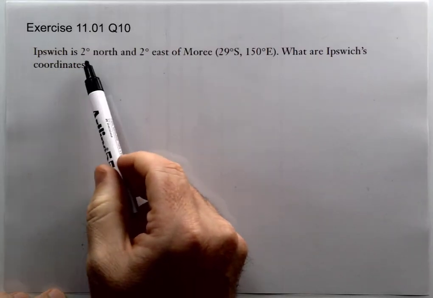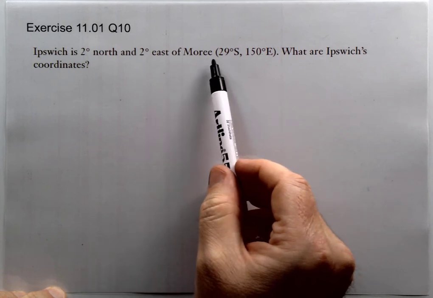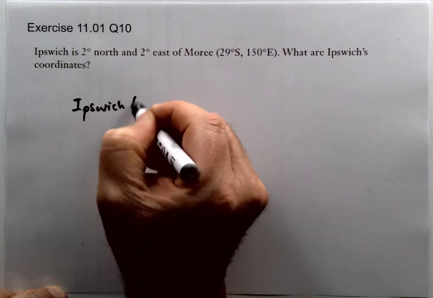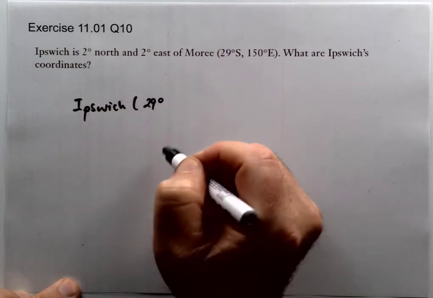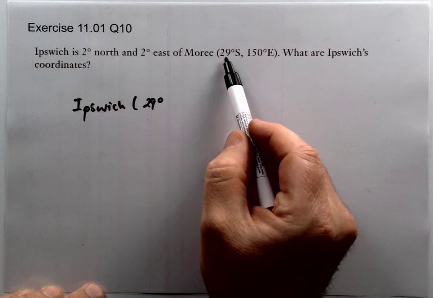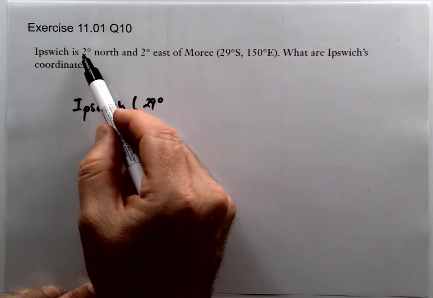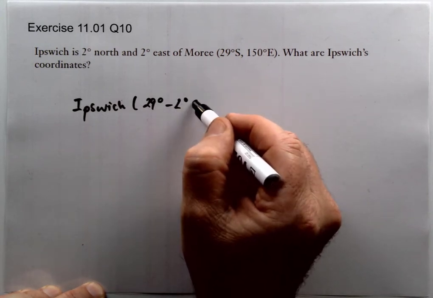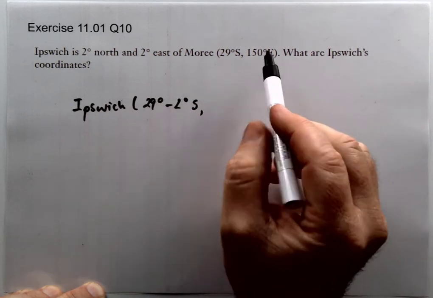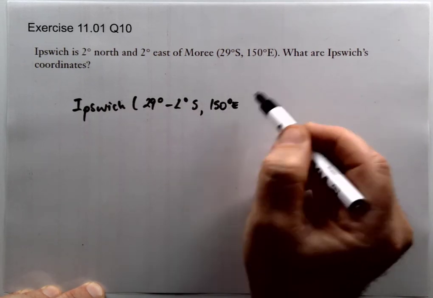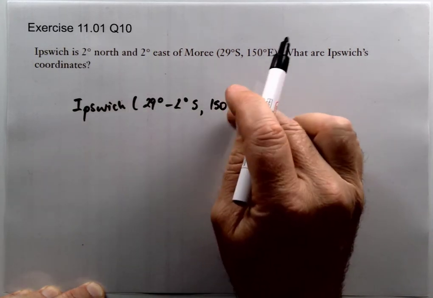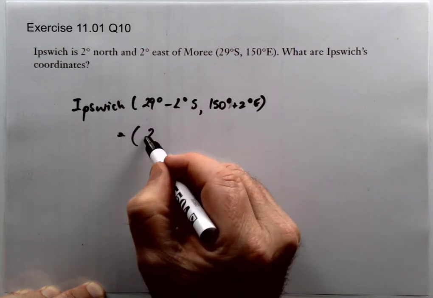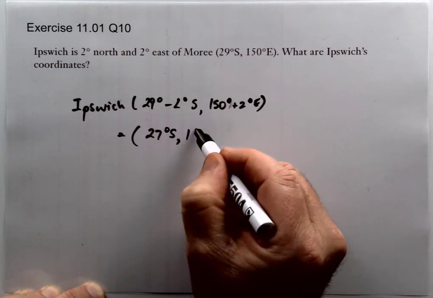Okay, Ipswich is 2 degrees north and 2 degrees east of Moree. So to find Ipswich, what we're going to do is start with Moree's latitude of 29 degrees south. Because this is going north, it's effectively the same as minus 2 degrees south. So we're going to minus 2 degrees there. That'll tell us how far to the south it is. Starting with that 150 degrees east, it's another 2 degrees east, so we need to add 2 degrees there. So that's going to give us 27 degrees south, 152 degrees east.